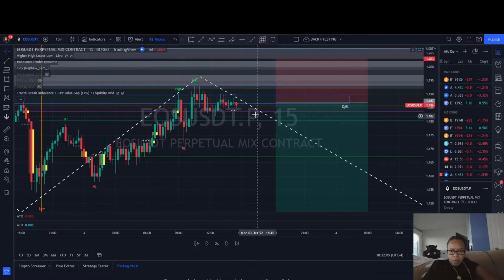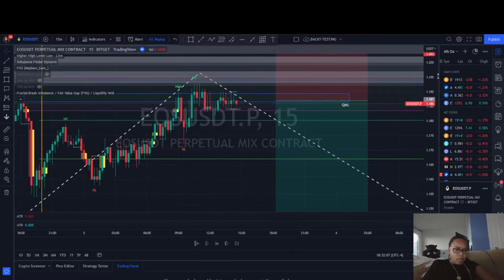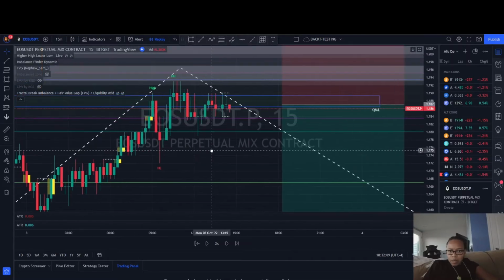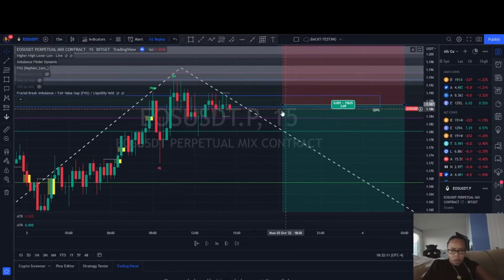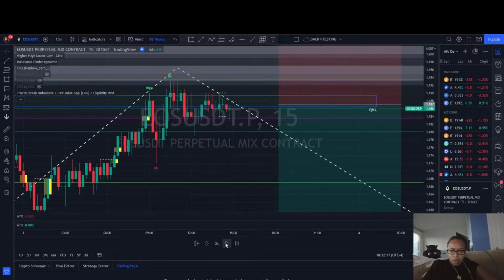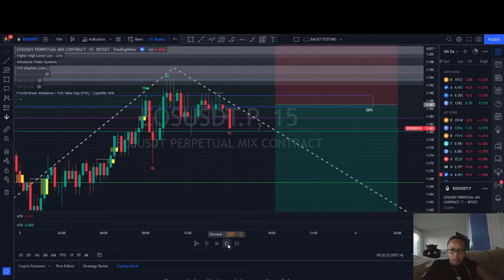So now I'm going to look for some. So this looks like an evening star. See if I can zoom in on that puppy a little bit. It's an evening star at the QML in the area that I want to get into. Still getting rejected. These are gross. What is this coin?